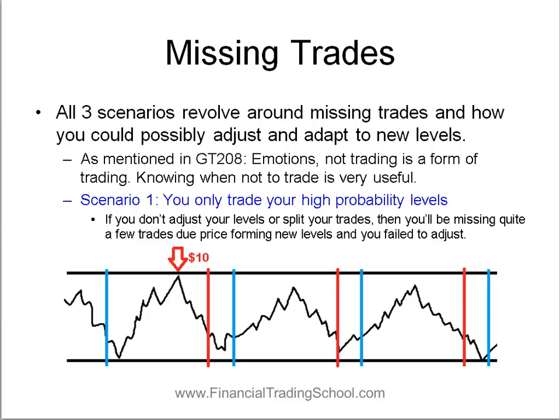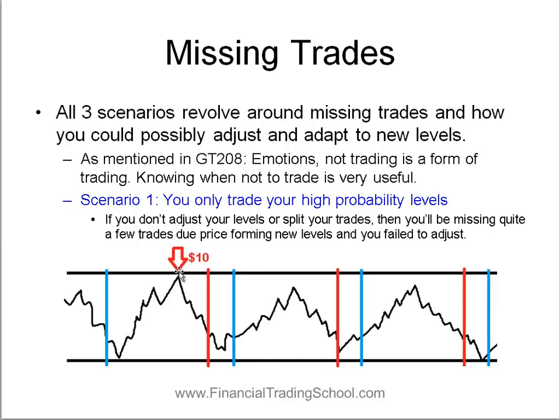If you don't adjust your levels or split your trades, then you'll be missing quite a few trades due to price forming new levels and you fail to adjust. As you can see in my illustration here, the resistance is above, the support is below, the blue lines represent the start and end of each expiry period of 30 minutes, the red line is the lockout period of 5 minutes. So here we only place high probability levels.